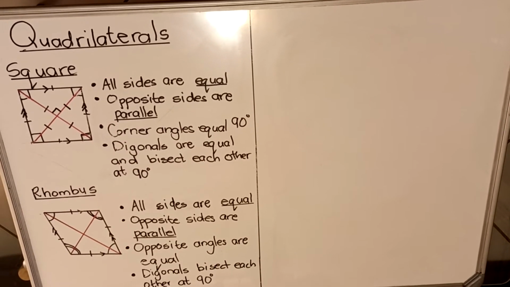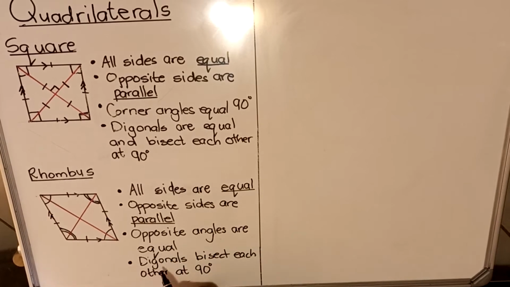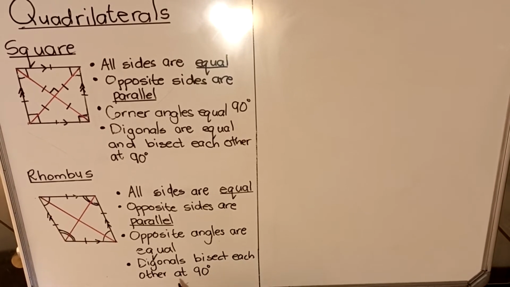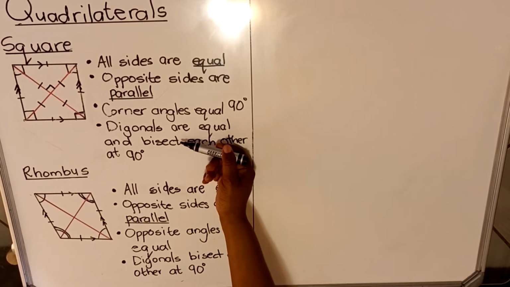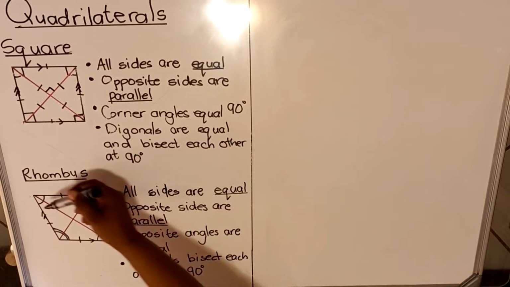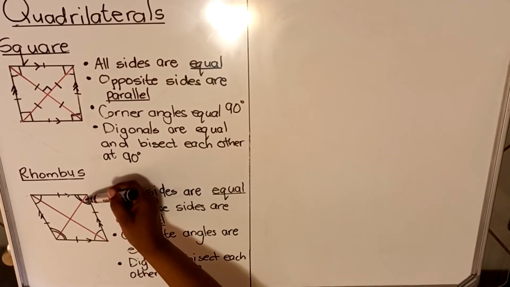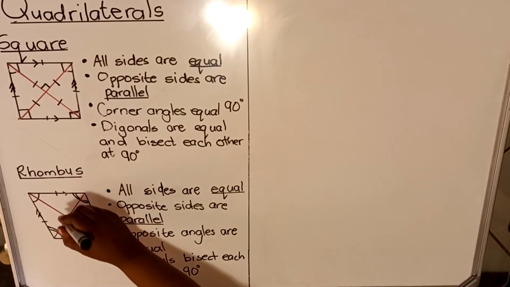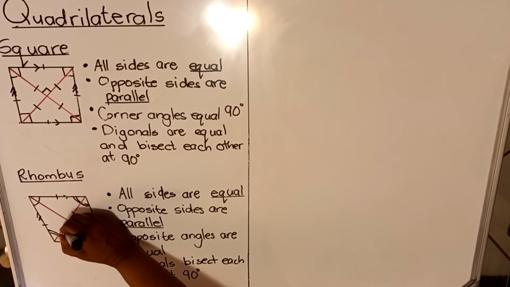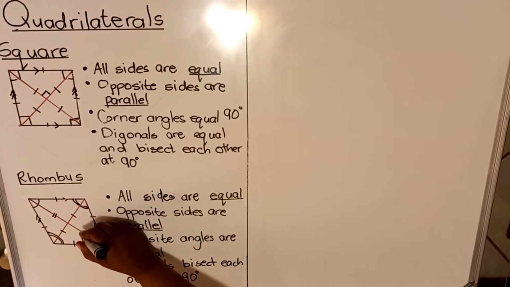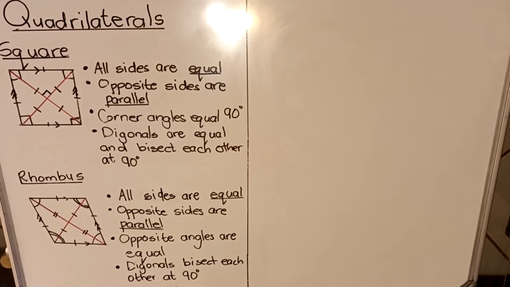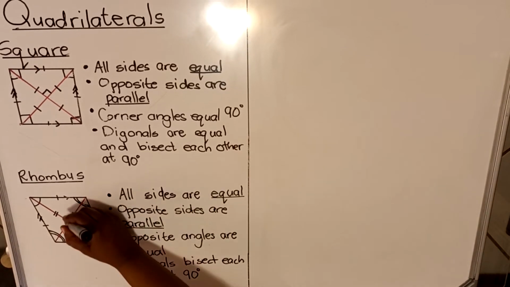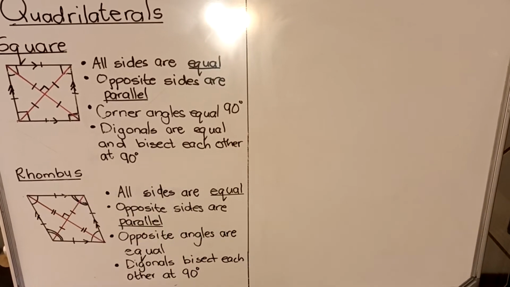Now let's go to the rhombus. Now with a rhombus, diagonals bisect each other at 90 degrees. But what's different from the square ones? They're not equal. This diagonal, that line is not equal to that one. But they bisect each other, meaning that this line will be equal to that one, and that one will be equal to that one. But not all 4 of them will be equal. And then they also bisect each other at 90 degrees. So it means this angle will be 90 degrees.